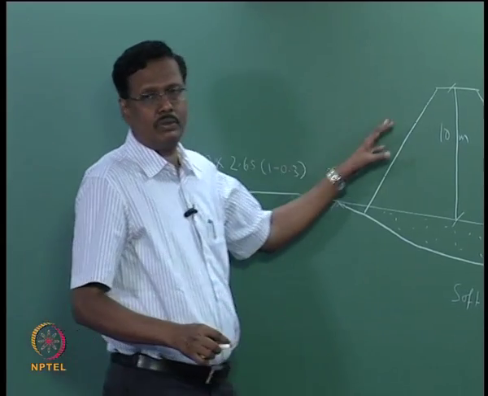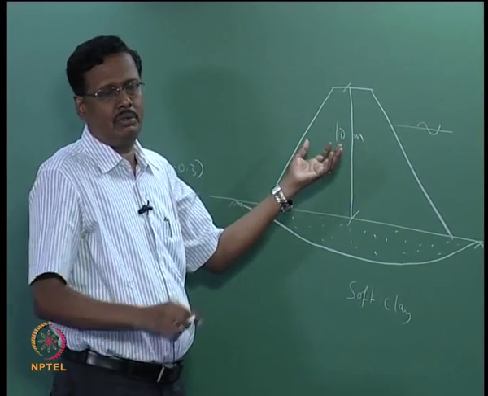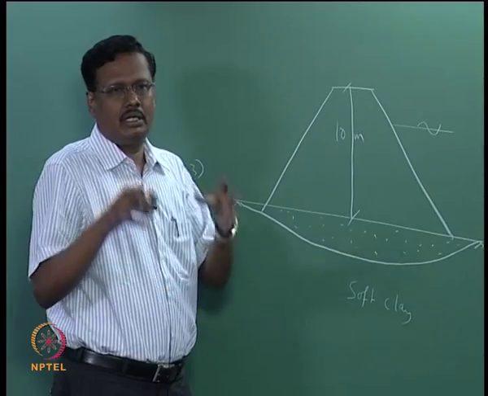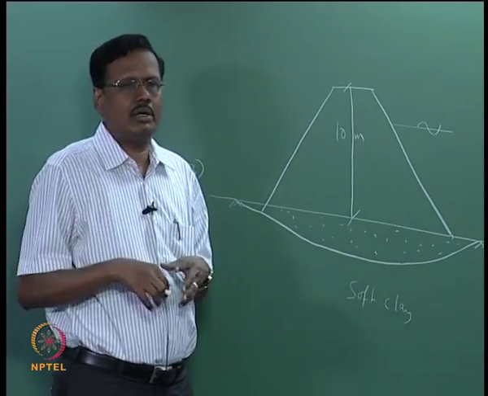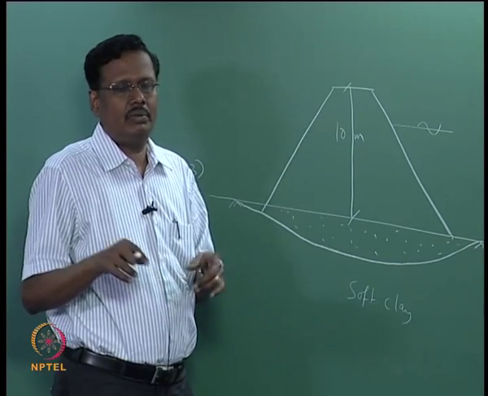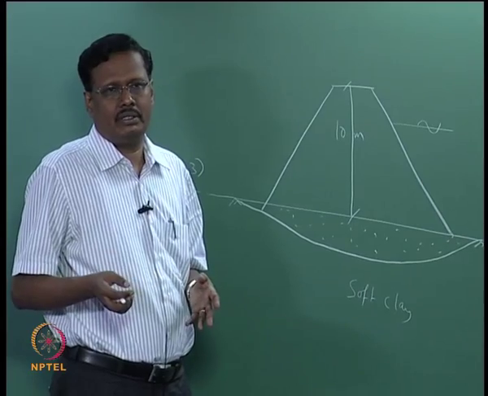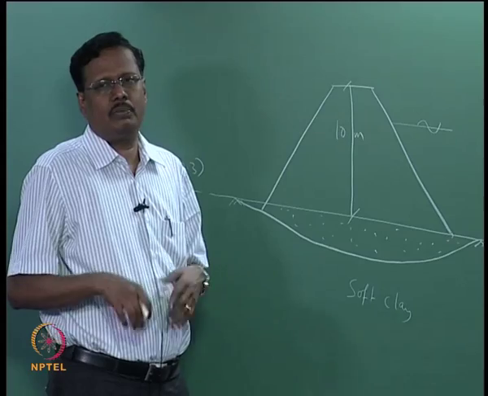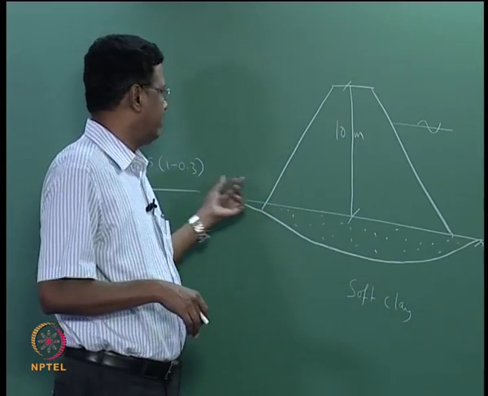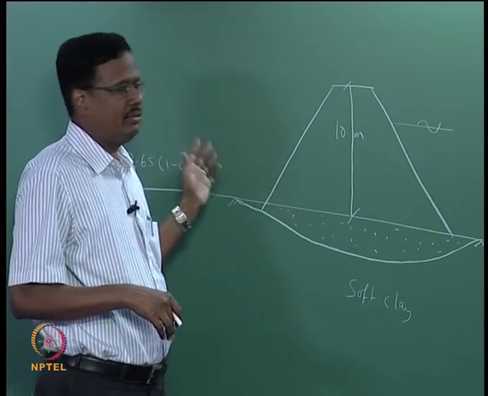Whenever you put the stones, there will be some openings. Suppose you take a 1 meter by 1 meter box and you put the stones, you cannot pack it like water. If you put water, 1 meter by 1 meter by 1 meter will have a volume of 1 cubic meter, whereas when you pack it with stones, the volume will be only 0.7 cubic meter. That is what is given as 1 minus 0.3. 0.3 is the void ratio. So this will be the weight.